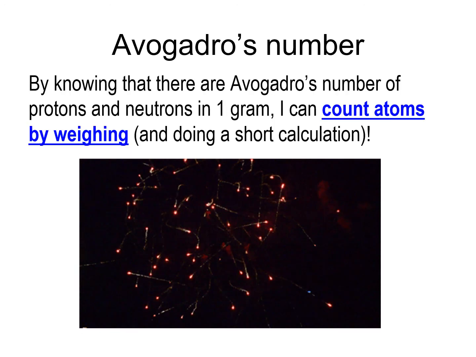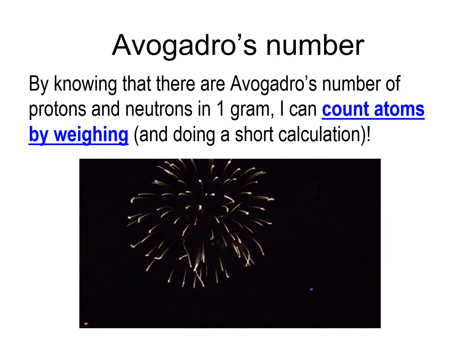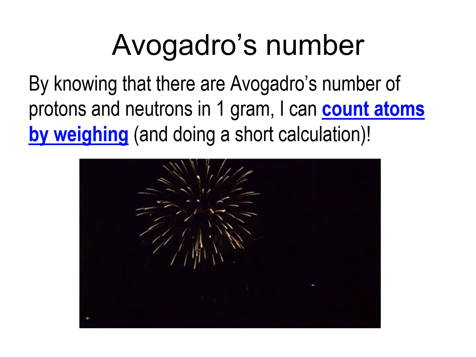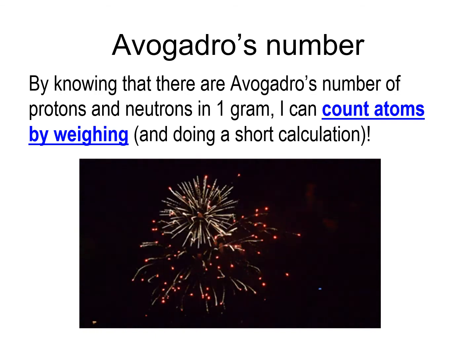Yay, that was my goal. By knowing that there are Avogadro's number of protons and neutrons in 1 gram, I can now count atoms by weighing them. I just have to do a little bit of math.